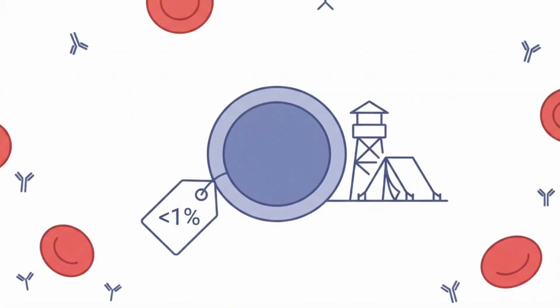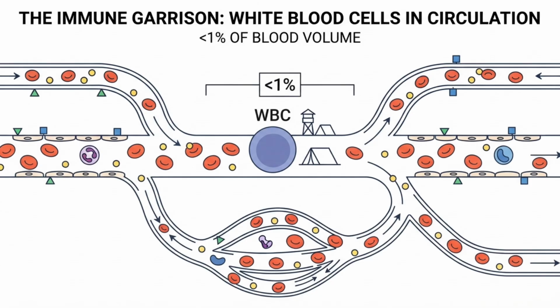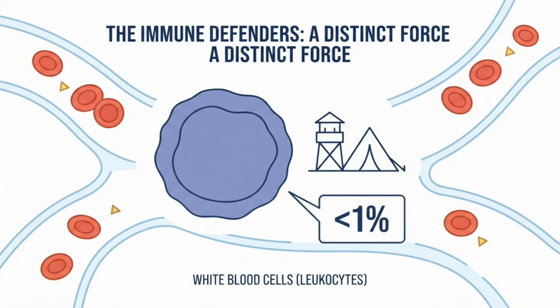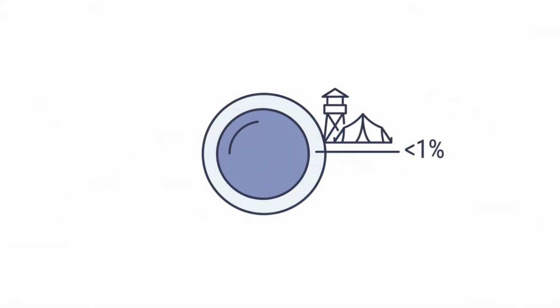after the first encounter. Neutrophils act like first responders, arriving fastest at a site of infection to swallow and destroy invading bacteria in a process called phagocytosis.